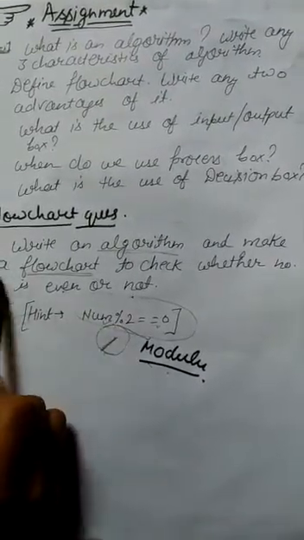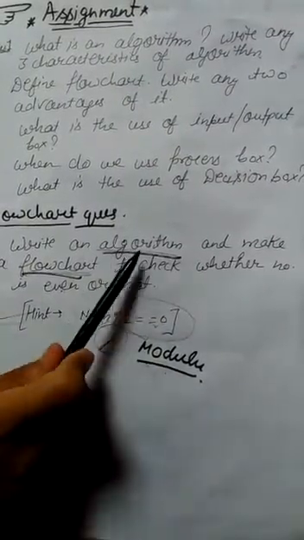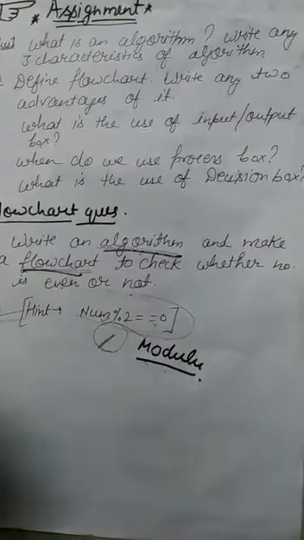So for this question, you have to draw the flowchart and the algorithm on a separate page. The algorithm will be on the lining page and the flowchart will be on the blank page.